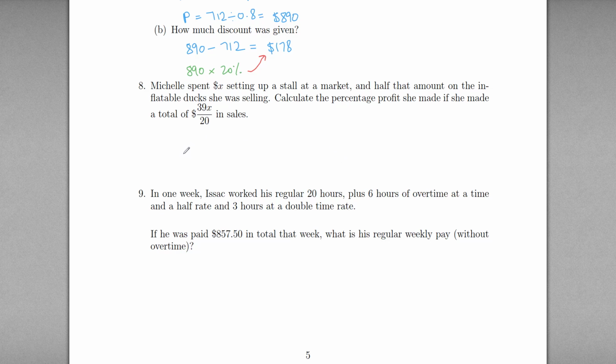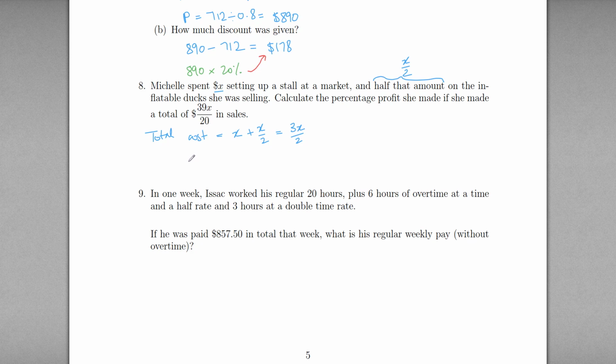Okay, so she spent x dollars setting up the stall and half that amount, that just means x over 2 on the ducks that she was selling, which means the total cost, her total expense, was x plus an additional x over 2. So that's 1.5 x's, which I might write as 3x over 2. 1.5 is the same as 3 over 2. Okay, so that's her total cost. And we want the percentage profit she made if she made a total of 39x over 20 in sales.